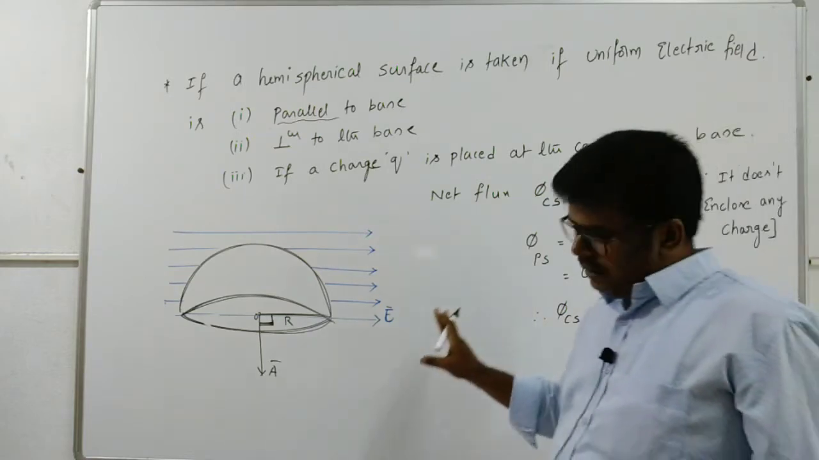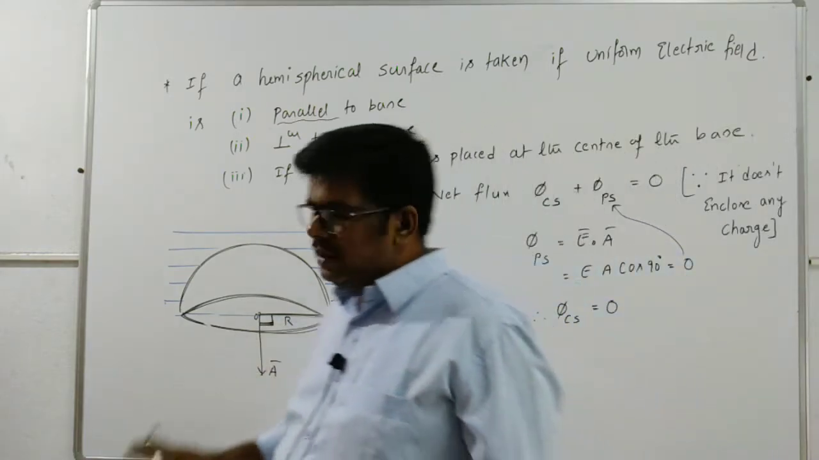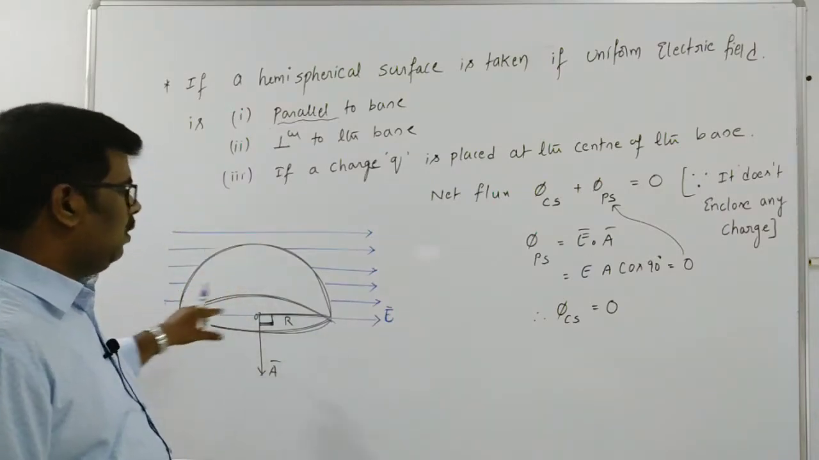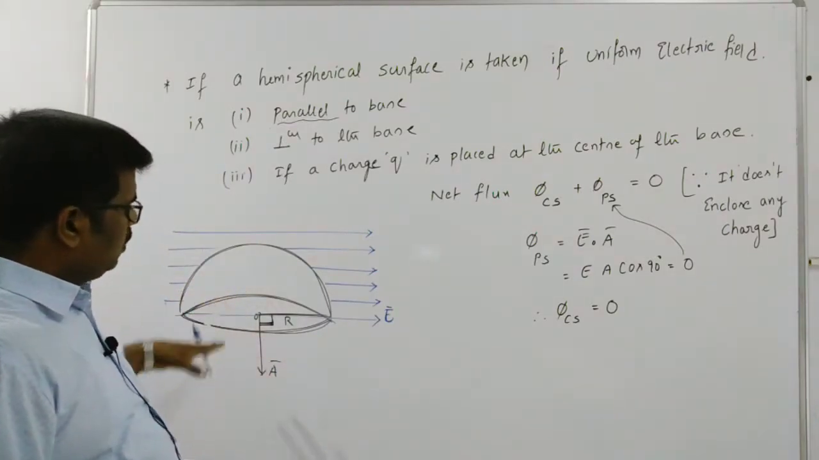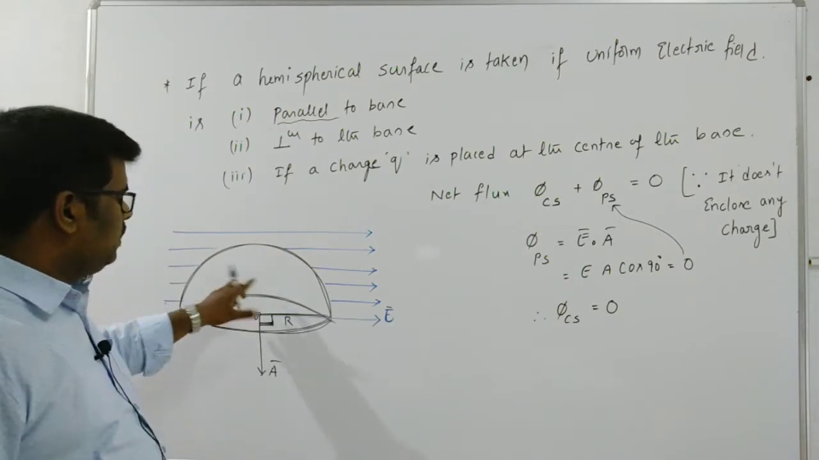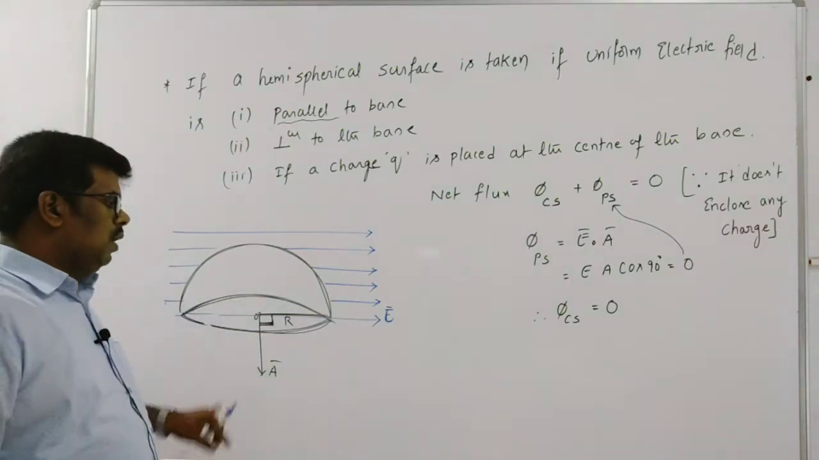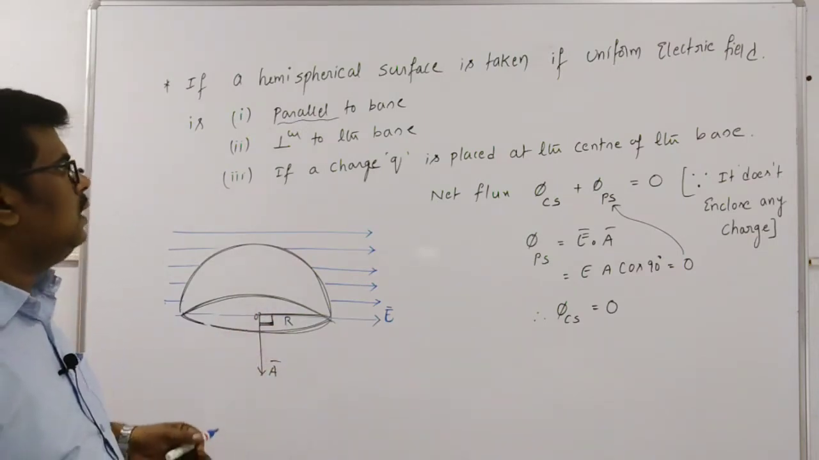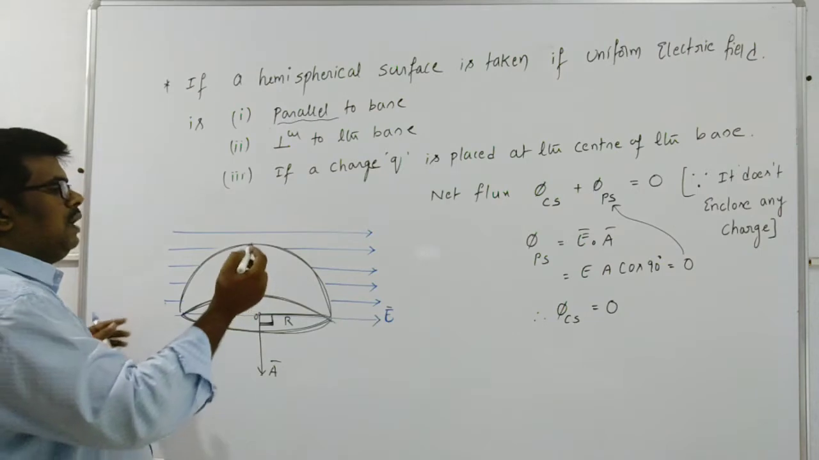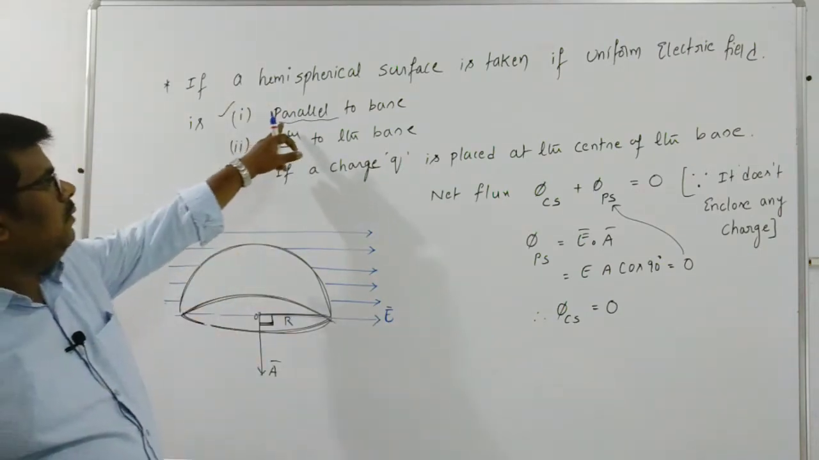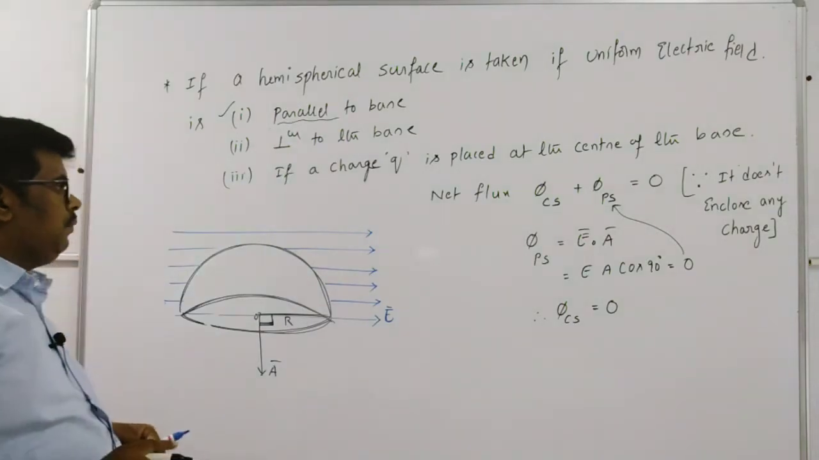So in this case, if the hemispherical surface is there, and a uniform electric field is parallel to the base, then total flux is 0, meaning the flux through curved surface as well as the flux through plane surface are both equal to 0. That you can understand. So that is the first case: net flux is 0 when electric field intensity is parallel to the base.